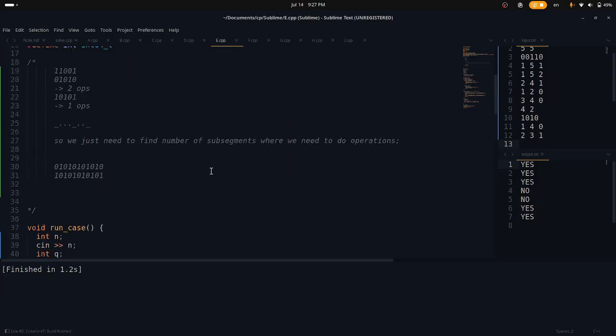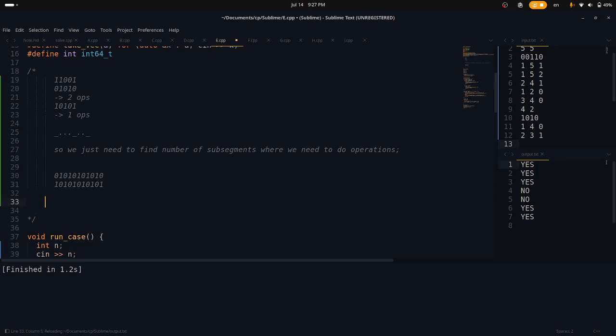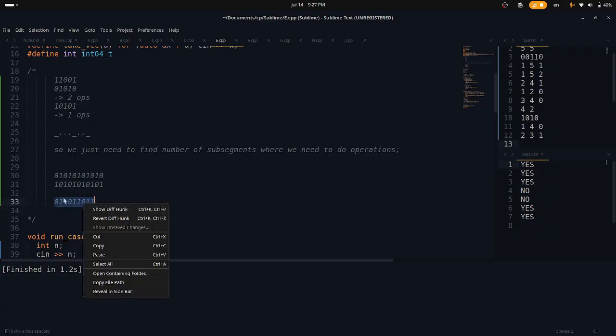Okay, now the testing part. I need to test with a very hard test case. For example, we have 1 1 0 1 0 1 0 maybe, or let's say 0 1 1 0 1 0 1. How many operations in it? 1 0 1 0 1 0 1. Let's try this.